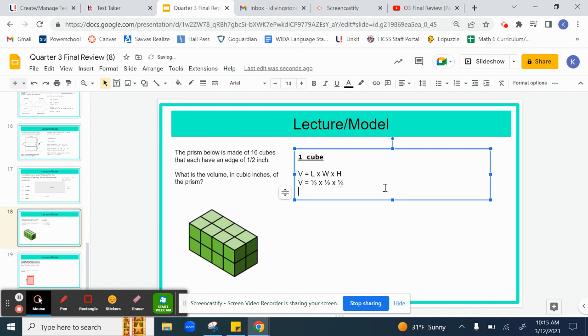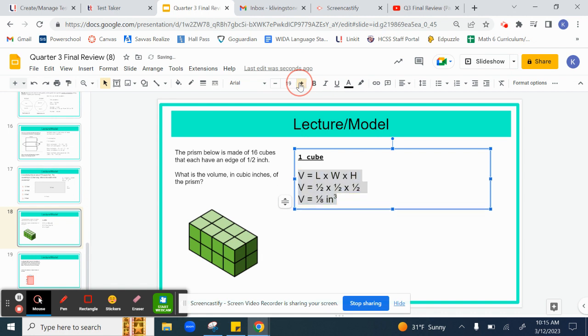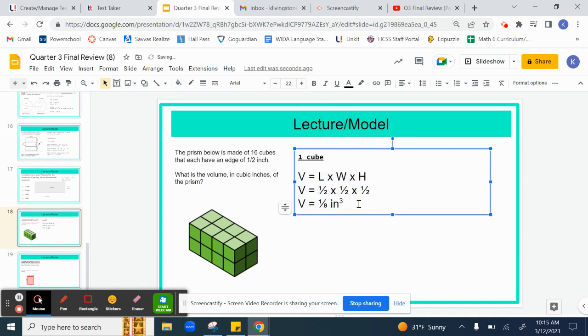So 1/2 times 1/2 times 1/2 would be 1/8 inches cubed. Remember, volume is measured in cubic units. Because on the top, 1 times 1 times 1 is still 1. On the bottom, 2 times 2 is 4, times another 2 is 8. So that would mean 1/8 inches cubed. Now we need to find 16 cubes. So we're going to multiply the volume of 1 cube, which is 1/8, times 16 over 1. Whole numbers go over 1.